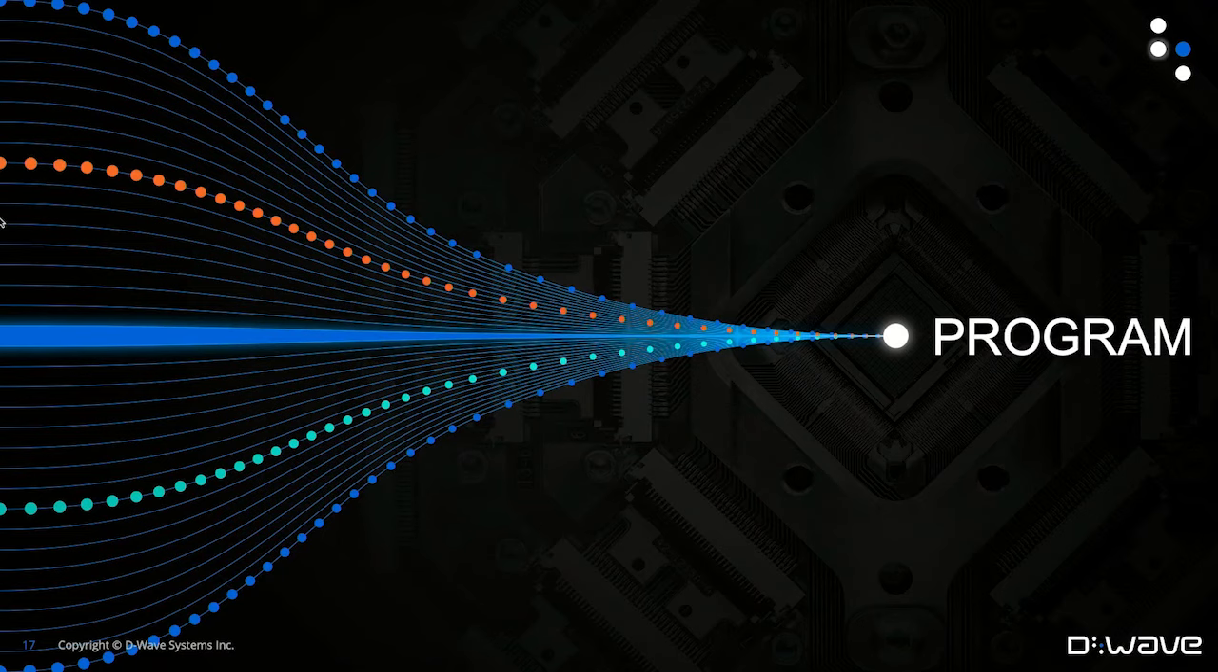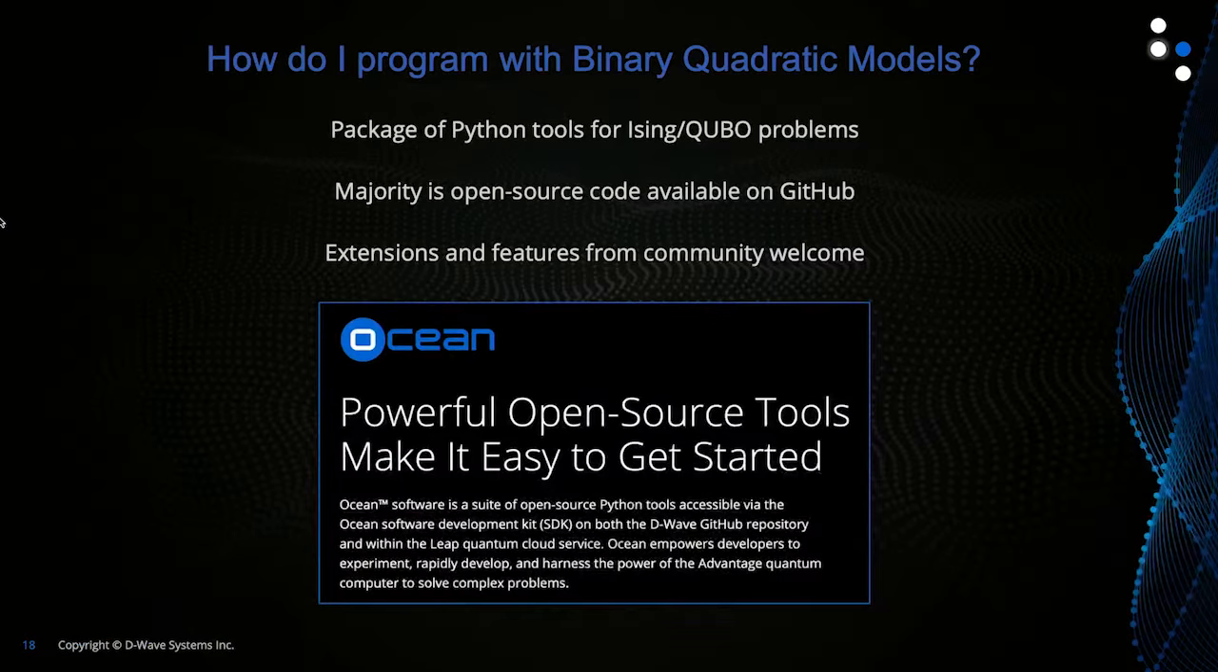All right, so what does this program look like? Let's look at some of the little code features that we've added into Ocean to help make this easier to code up for you. So first of all, for anyone that's brand new, how do we write a program for binary quadratic models? This is where our Ocean SDK, or software development kit, is really where getting started is. We're trying to make it as easy as possible.